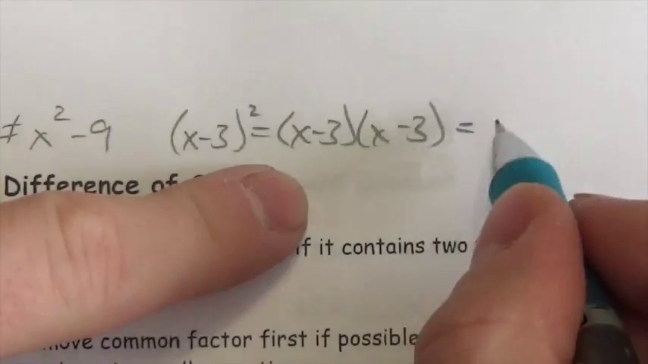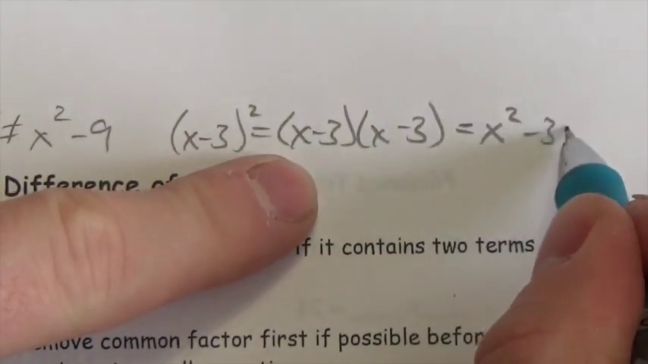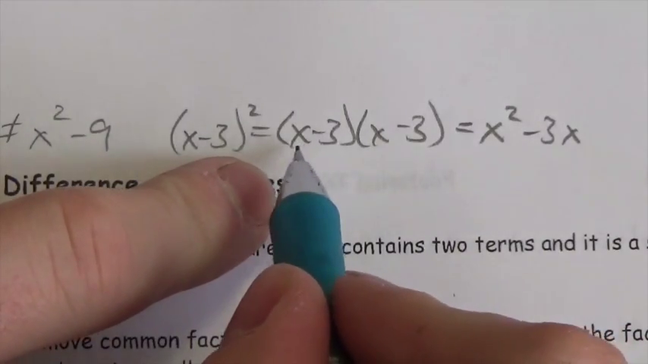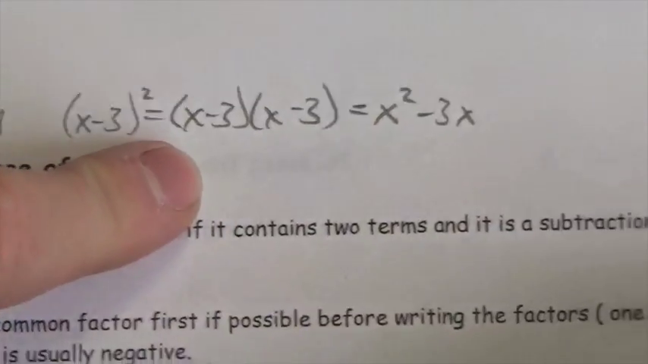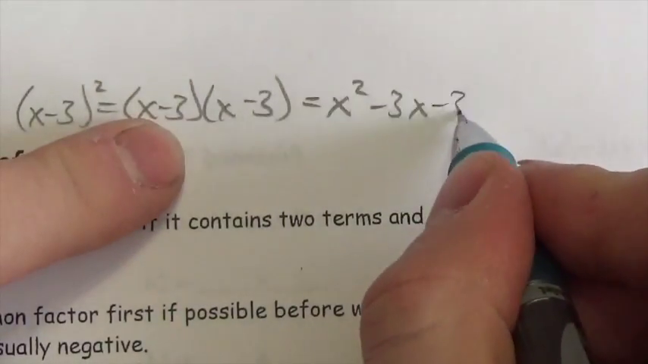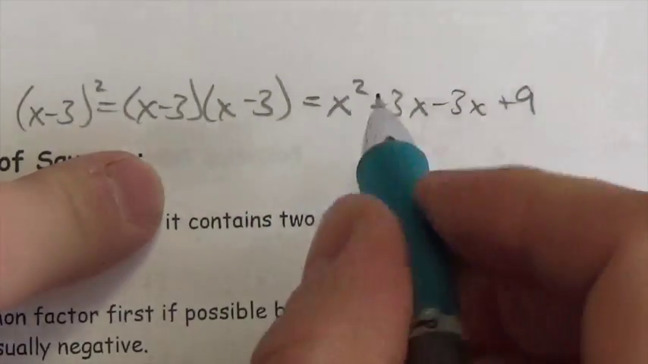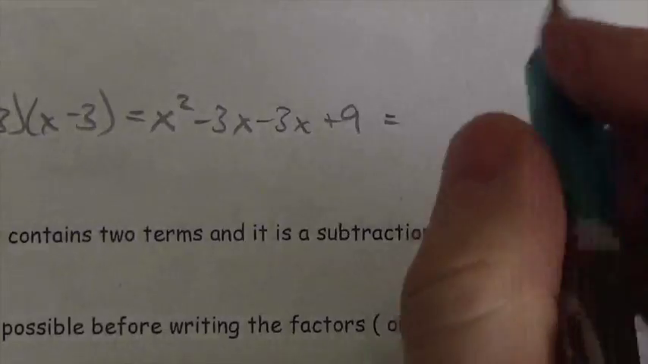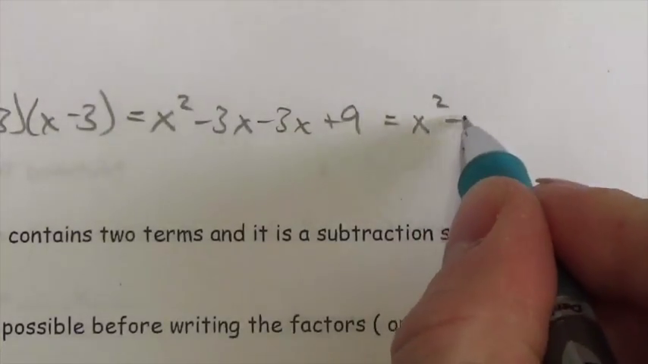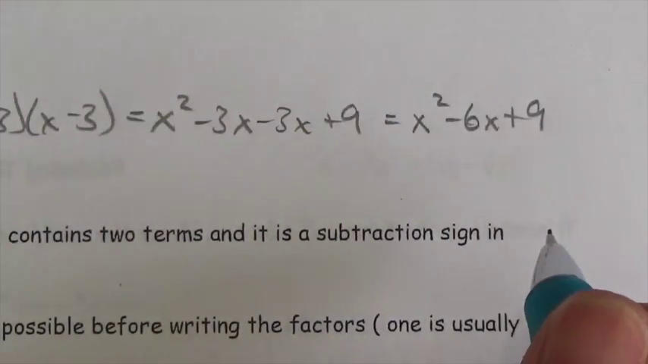Then each term here gets distributed to each term here. So x gets distributed to the x, so we get x squared, and then x times negative 3. That takes care of the x in the first term, and then we move to the second term. Negative 3 gets distributed to both, so we get negative 3x, and then negative 3 times negative 3 is positive 9. I'll keep going horizontally here. I get x squared minus 6x plus 9. And it's usually that minus 6x that people forget.